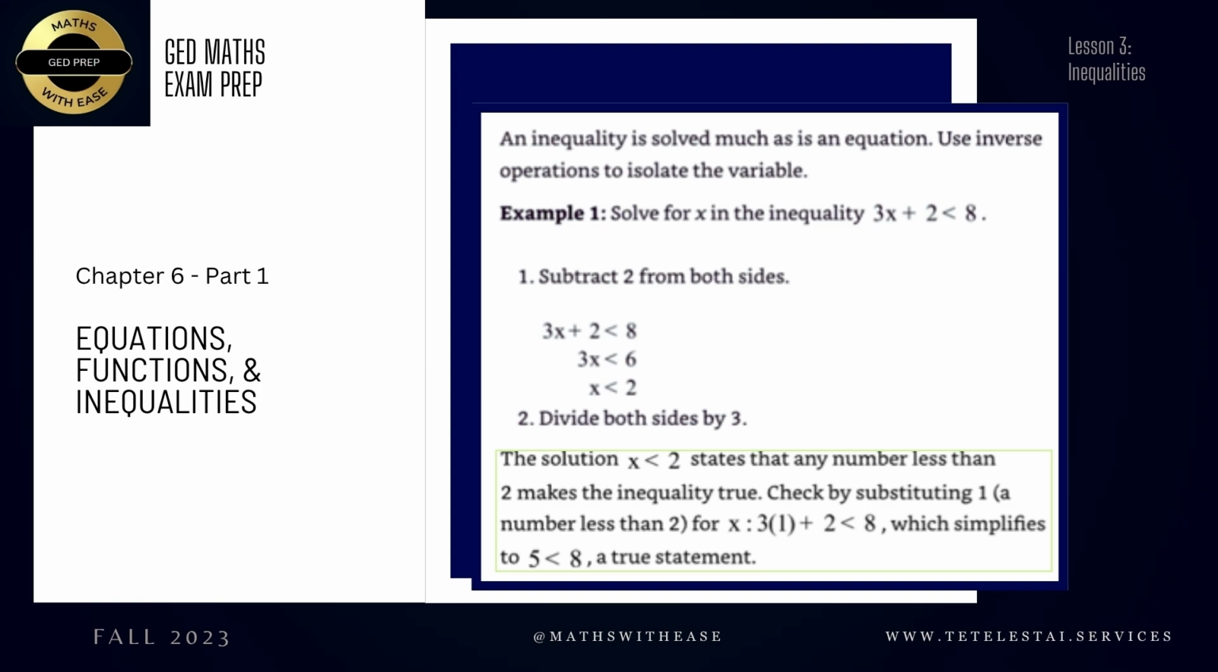Let's try another number that's less than 2. Let's say x is -3. -3 times 3 is -9. -9 plus 2 is -7, and -7 is indeed less than 8. So essentially, as long as you select any number on the number line that's less than 2, this inequality will be true, or your solution to this inequality will be true.